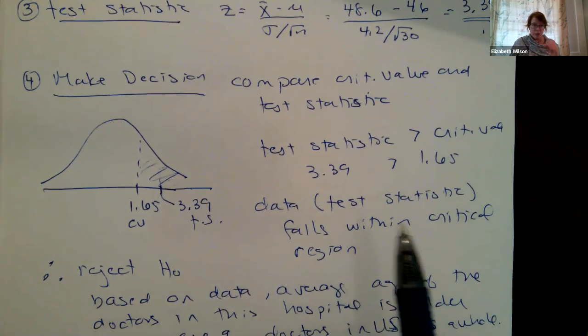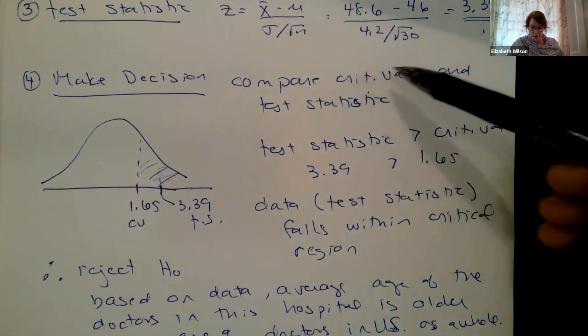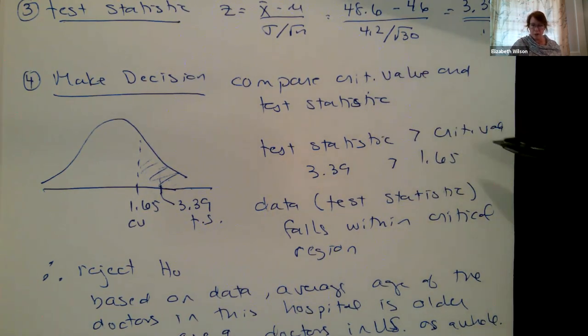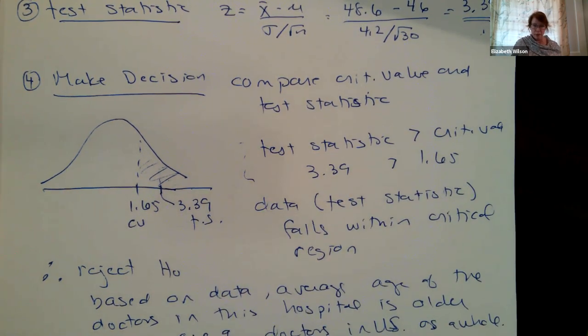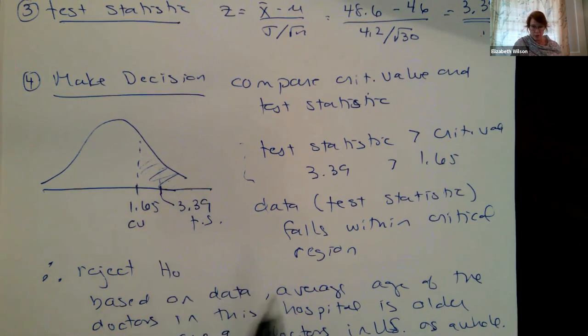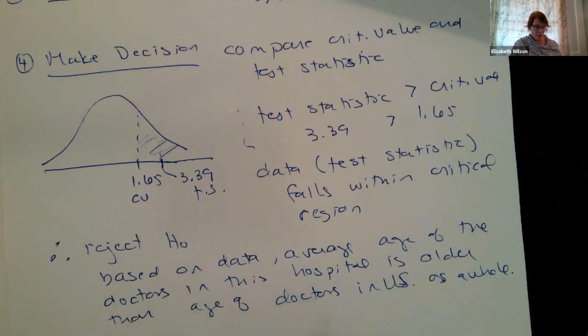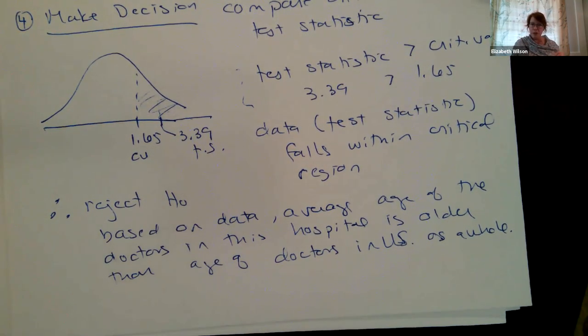Then you're going to make your decision based on the comparison between the critical value and the test statistic. Our test statistic is greater than the critical value. You have to state this part right here, so that puts our test statistic within the critical region. And then you have to make your final conclusion. It isn't enough to do all this stuff. You actually have to say whether you reject or fail to reject your null hypothesis.